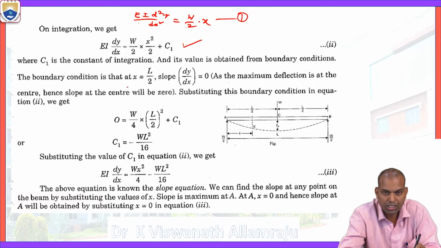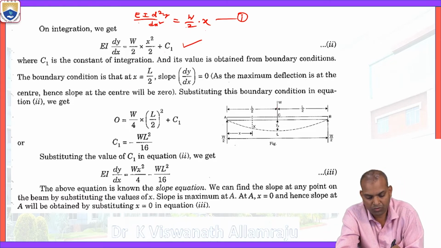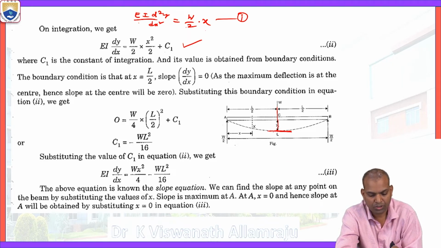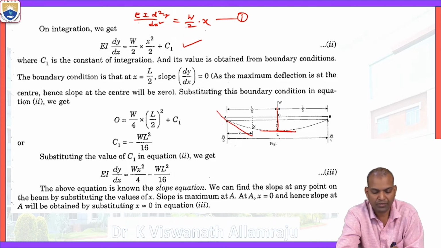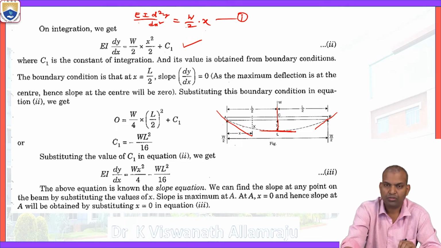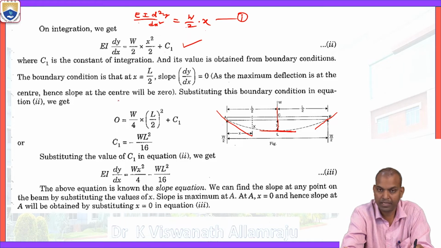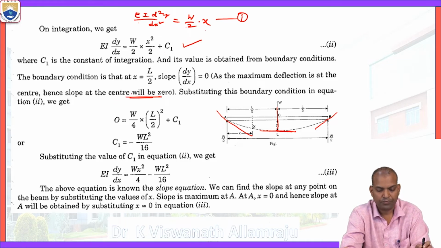So the boundary condition for the constant of integration is that at x equal to L by 2, there is no slope. If you draw a tangent, the angle, the slope becomes 0. The slope dy by dx equal to 0. Why? Because the maximum deflection takes place at the center. Where maximum deflection is there, the slope is 0. So at the center of a simply supported beam the slope is 0.